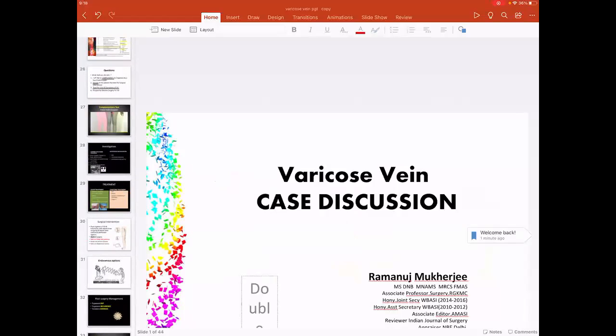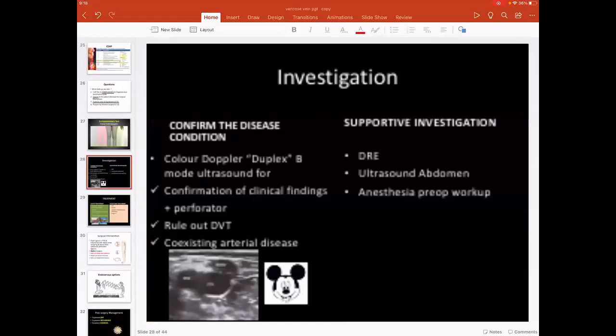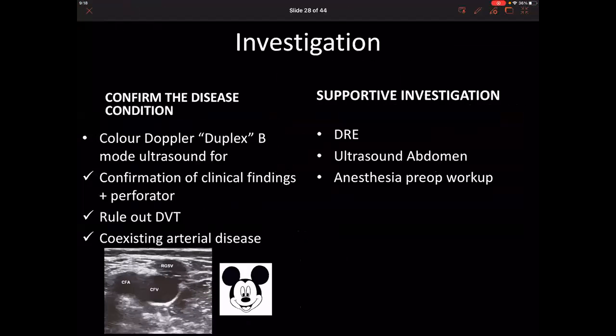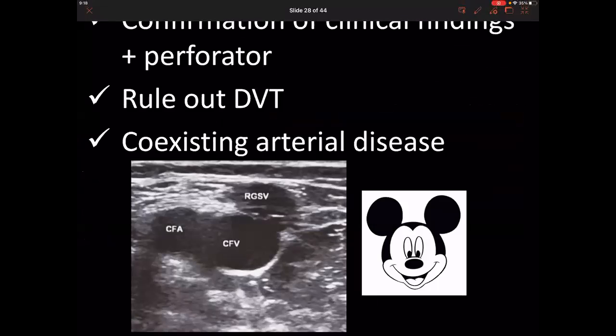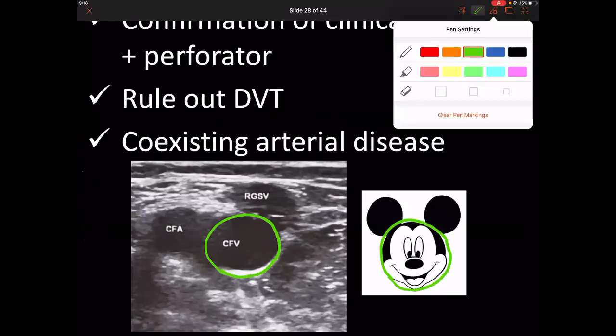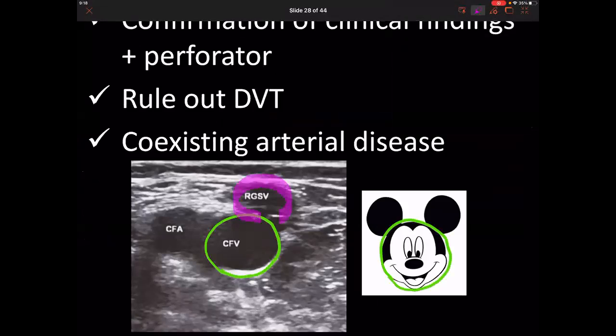The Mickey Mouse sign. Can you see the screen in front of you? Yes, sir. Okay. Remember that this is the face of the Mickey. Now see the ears of the Mickey. This is one ear and this is another ear of the Mickey.